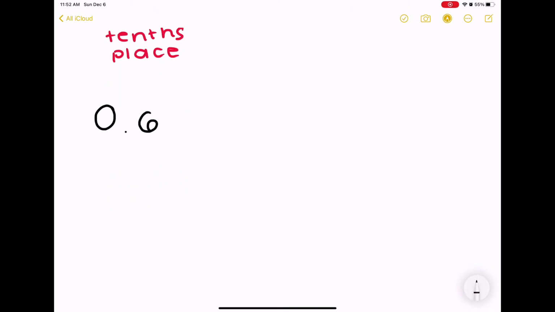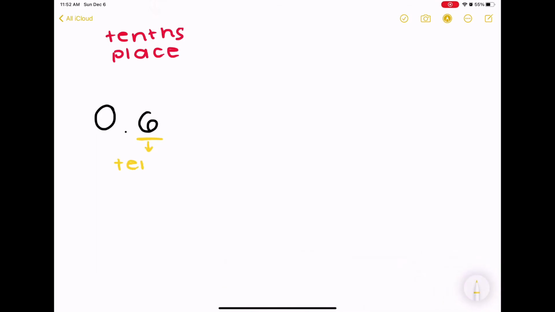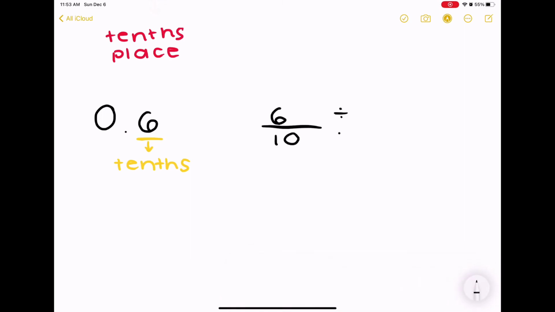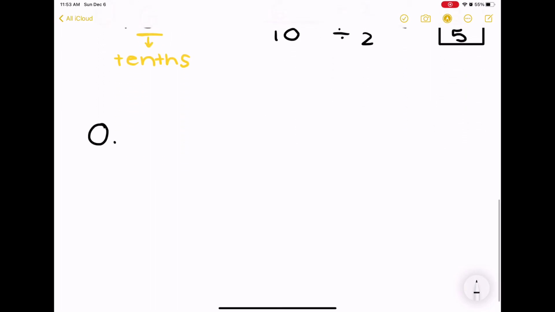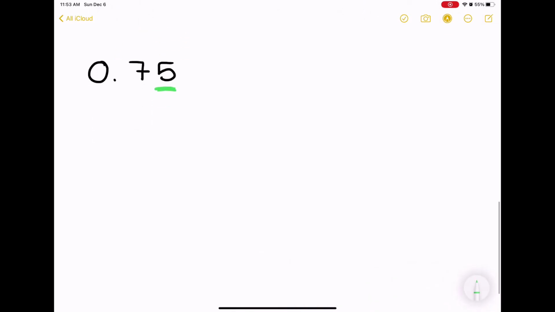And if we have 0.6, for example, then there are no wholes, and the 6 is in the tenths place. So it's going to be 6 over 10, but we can simplify that by dividing the numerator and denominator by 2, giving us 3/5.